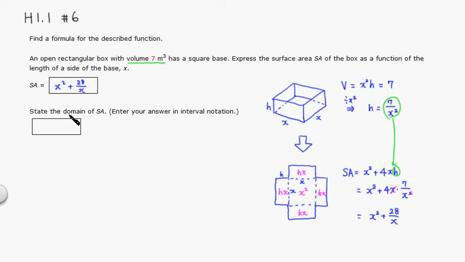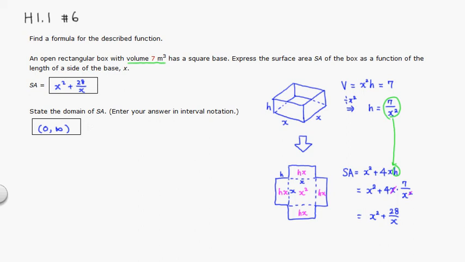And now state the domain of the surface area. x is the length, so to be realistic, we cannot take a negative value, and we cannot have 0 either, because if the base is 0, then we can never get this volume. So x has to be greater than 0. Then there's actually no limit, because if x is huge, that means the base is really big, but we can make the height really small to make sure that the volume is 7. So there's really no limit here, so I'm going to just say positive infinity.